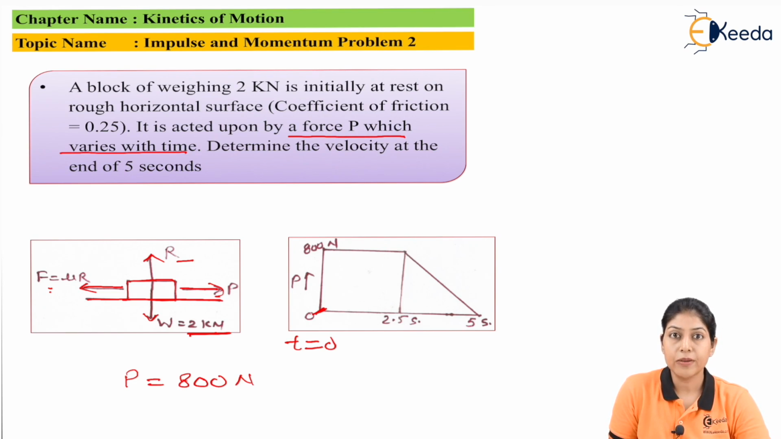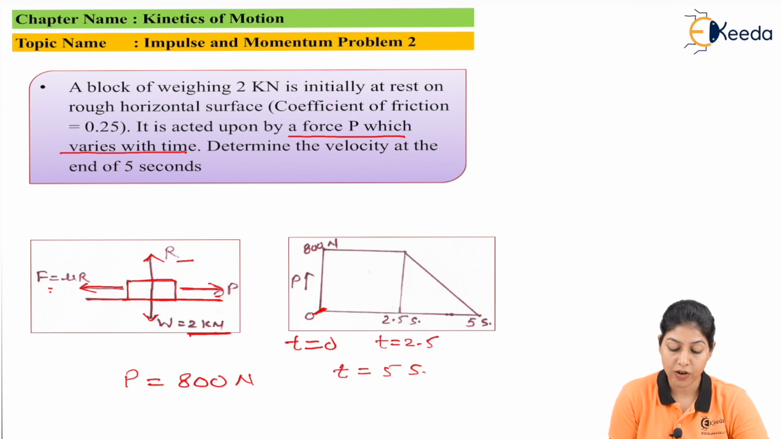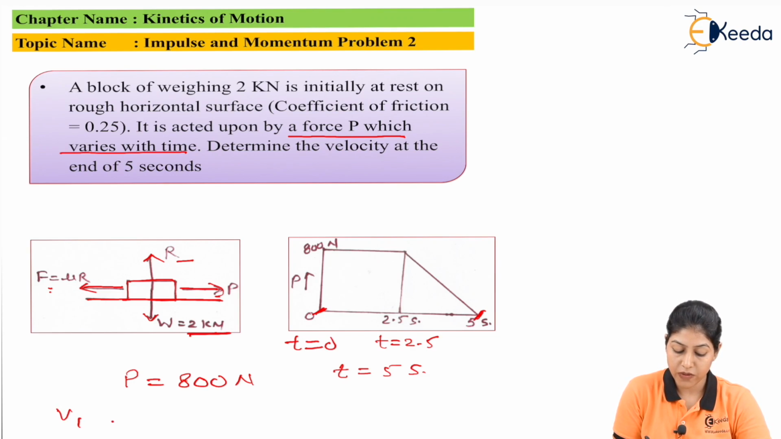And for different times we are considering time t equals 0, time t equals 2.5 seconds, and time t equals 5 seconds. So we are considering three time variations, and we have to determine the velocity at the end of 5 seconds. At this particular point, we have to determine the velocity of the block. At the end of the 5 seconds, we need to determine the velocity v. So we are considering velocity v1, v2 and v3 for all three conditions.